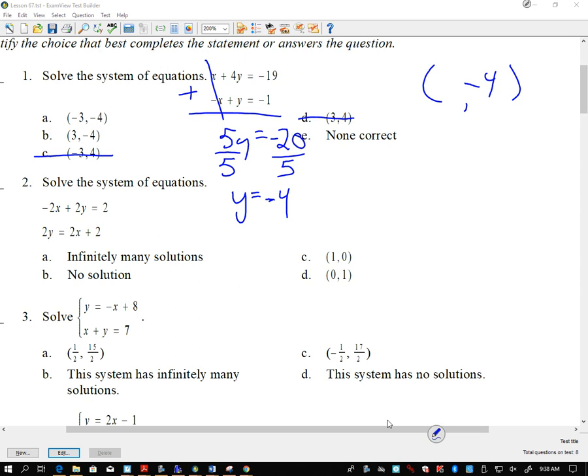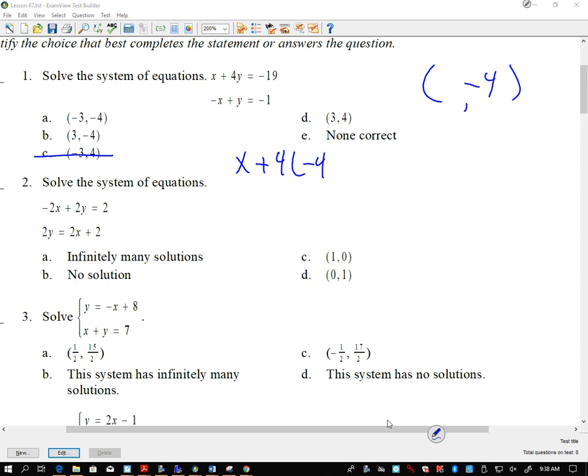Now that I know that y equals negative 4, what should I do? Plug it in for what? Y. As I erase this to make some space, which equation would you plug negative 4 into? The top one or the bottom one? You do it in the top one. That's fine. We're going to get x plus 4 times negative 4 equals negative 19. We could have done the bottom one, right? Could we have done negative x plus negative 4 equals negative 1? Yeah, that would be fine. What do I do here?